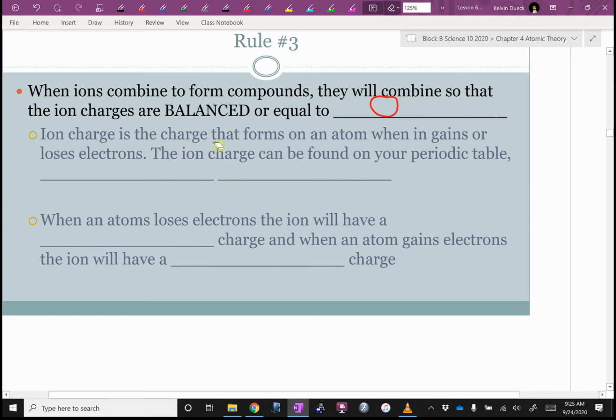The ion charge is the charge that forms on an atom when it gains or loses electrons. Where can we find the ion charge? I was going to write it out, but I think it's easier if you just draw kind of a square, like on your periodic table. Look at the squares of each element. Is the ion charge not on the top right? Yeah. So you can write top right corner of periodic table square, or you can just do that.